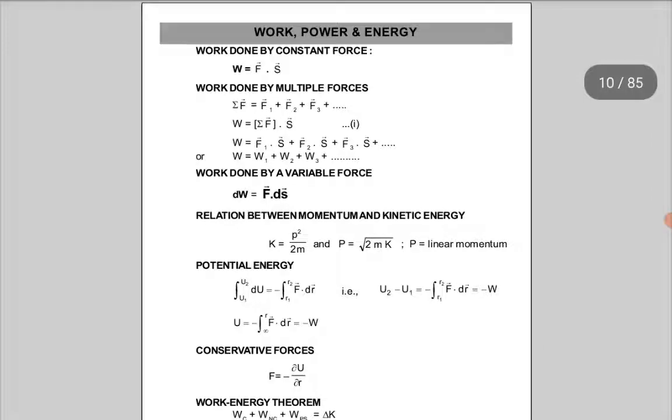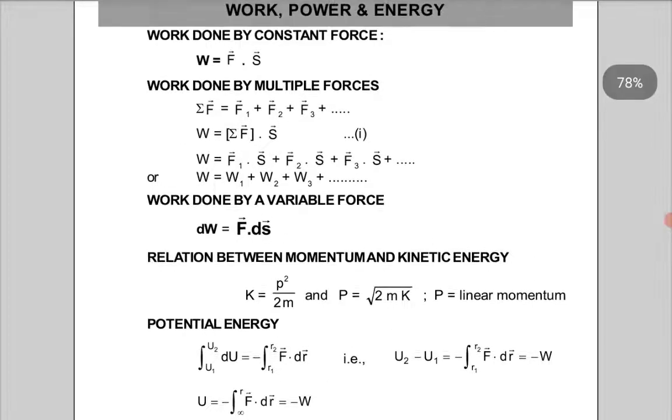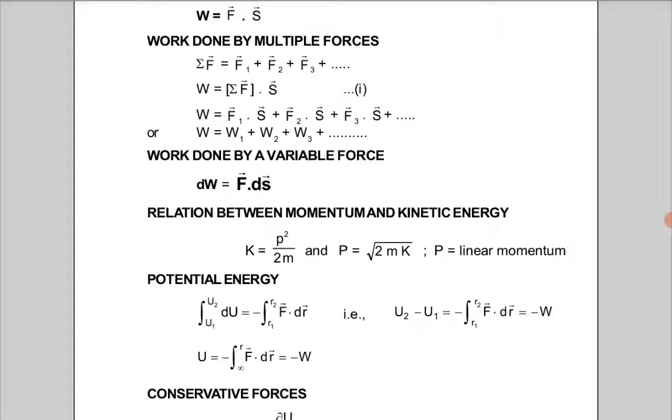Then we have to see all the formulas with respect to the chapter work, power and energy. Work done by a constant force equals F dot S. Work done by multiple forces: F equals F1 plus F2 plus F3, and work done equals the summation of all the forces into distance. Work done equals F1 dot S plus F2 dot S plus F3 dot S. Work equals W1 plus W2 plus W3.